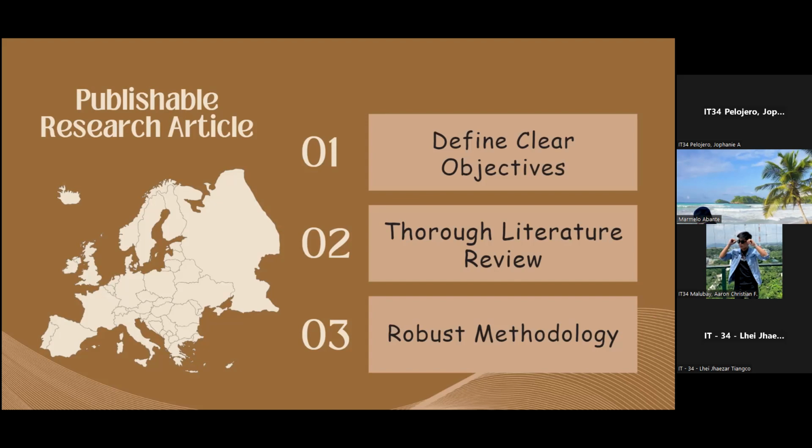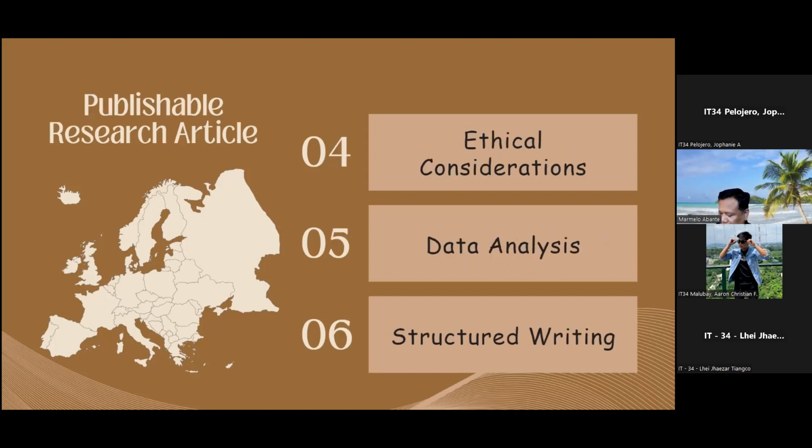Third, robust methodology. Design a rigorous methodology detailing procedures, data collection, and analysis methods. Fourth, ethical considerations. Address ethical aspects, obtain necessary approvals, and ensure participant consent. Fifth, data analysis. Employ appropriate statistical methods for data analysis and present findings objectively. And last, structured writing. Organize your paper with distinct sections: introduction, methods, result, discussion, and conclusion.